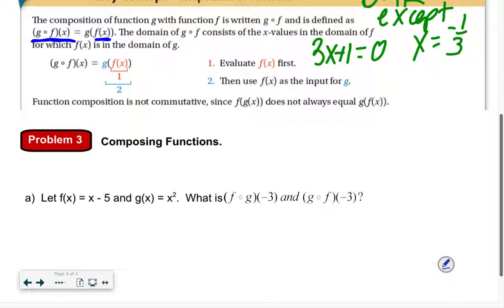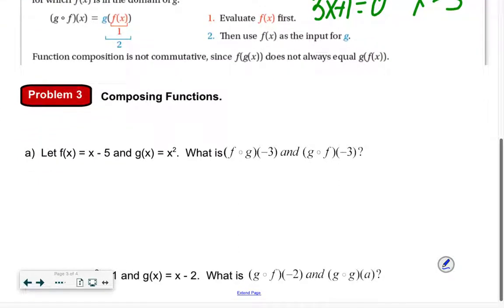Okay, let's do an example. It says f of x is x minus 5 and g of x is x squared. What is f of g of negative 3? So I'm plugging in negative 3 for my x. Which function should I start with? G. G is closest, so we start with g. So I'm going to take g of negative 3. So what am I plugging in for x? Negative 3. What is negative 3 squared? 9.